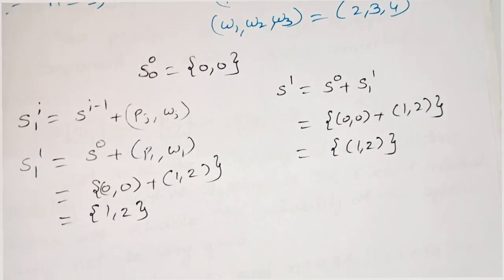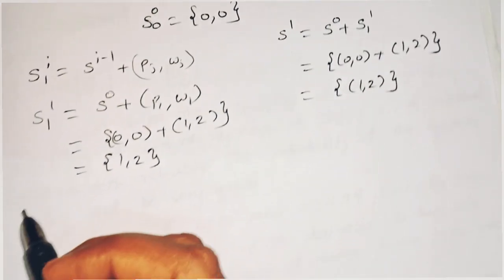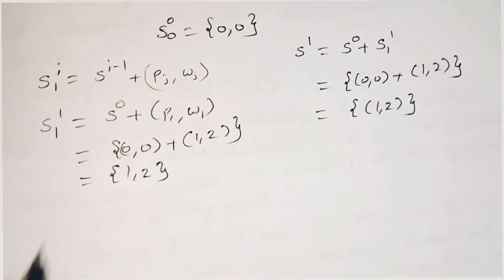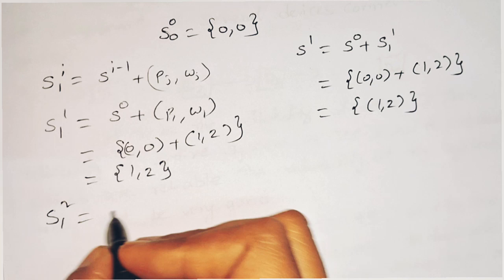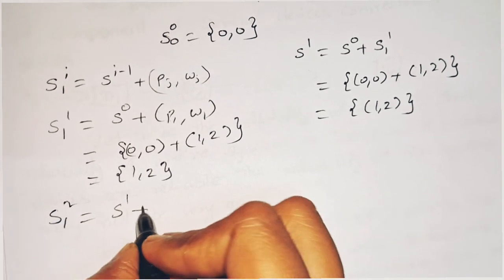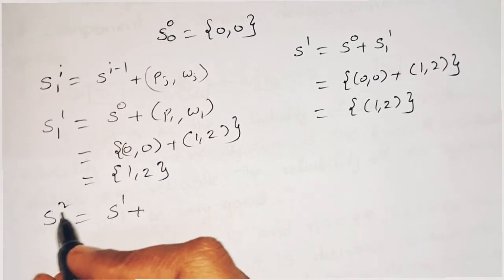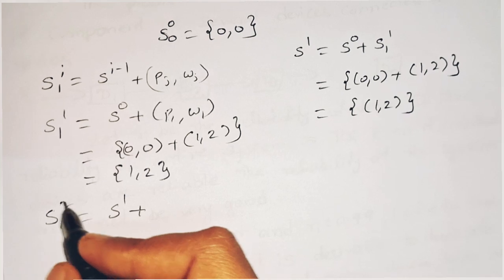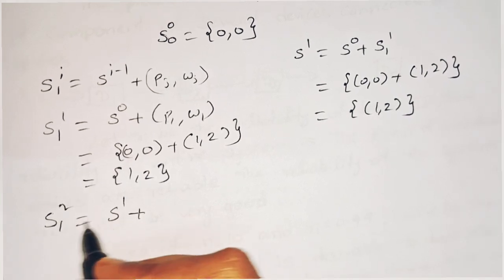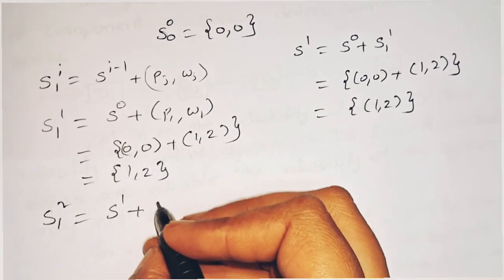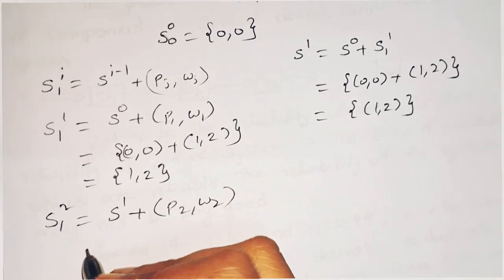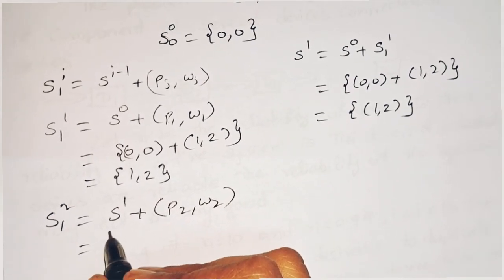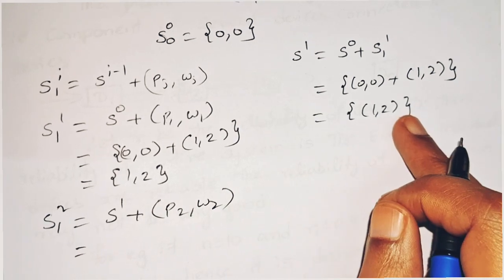Next we place i equals 2 in this formula. S^1_2 equals S^1 plus the next item. What is the next item? The second item, right? We want to place it into the bag. So next we consider the corresponding P2, W2 and that equals S^2. What is the S^2 value here?